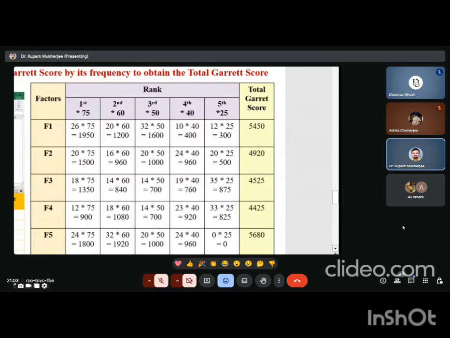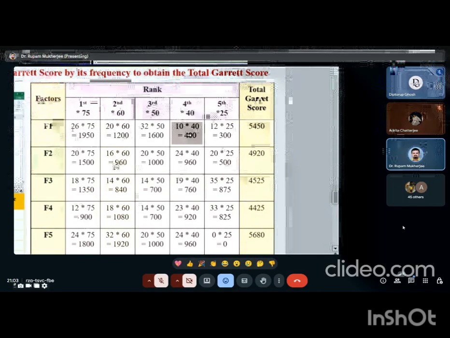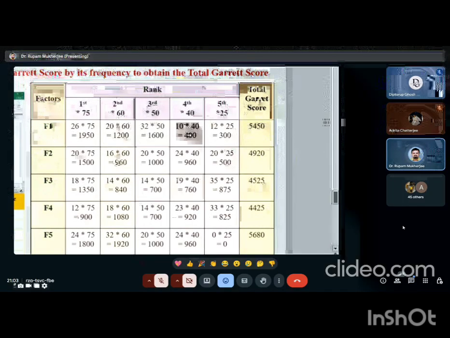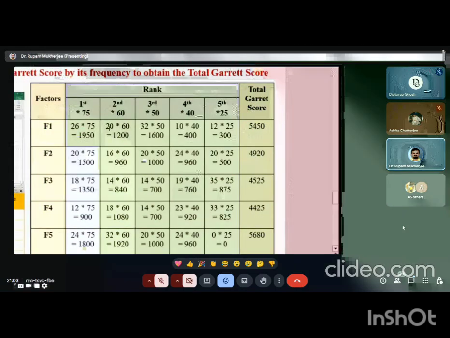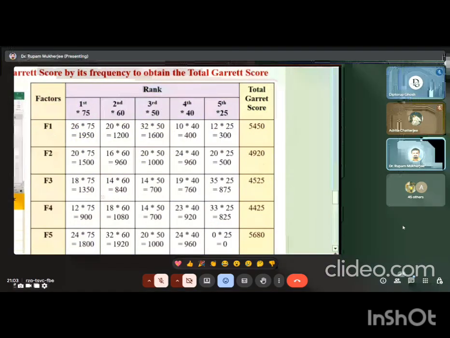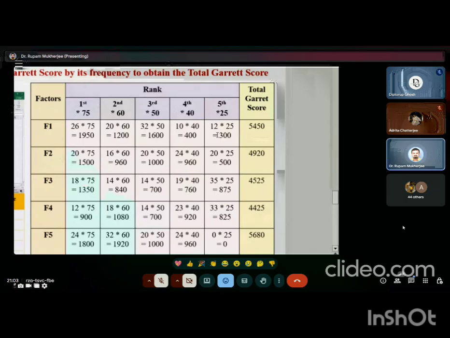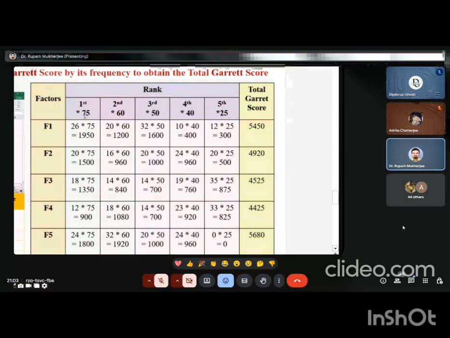Now look at the factors. I am putting the values of factor 1 in terms of its ratings in first, second, third, fourth, fifth. For the first rating, how many responses have been made? For the first rating of F1, it is 26, so I have written 26. The second one is 20, so I have written 20. Third one is 32, I have written 32. The fourth one is 10, and the fifth one is 12. I have written 12.